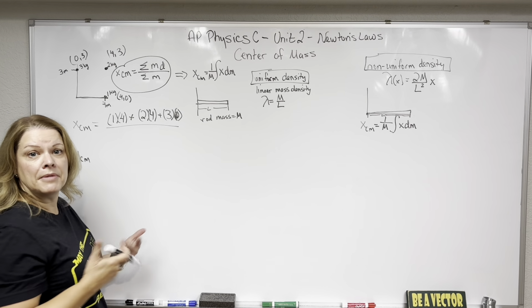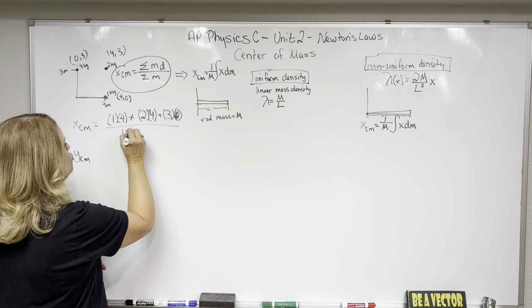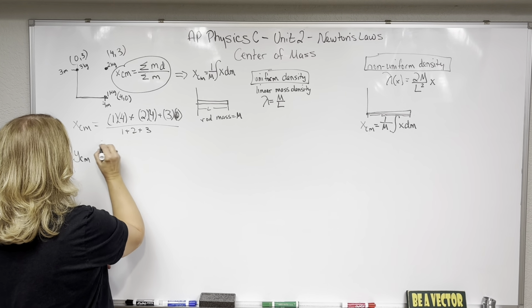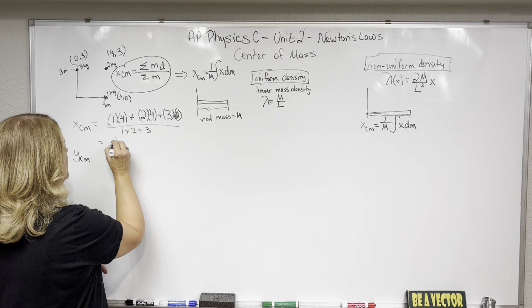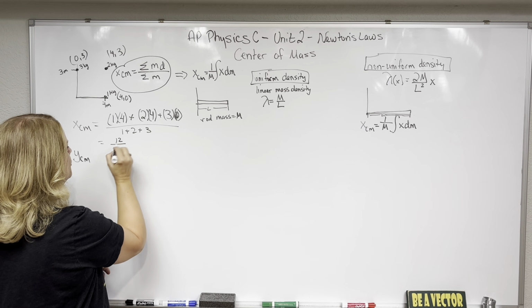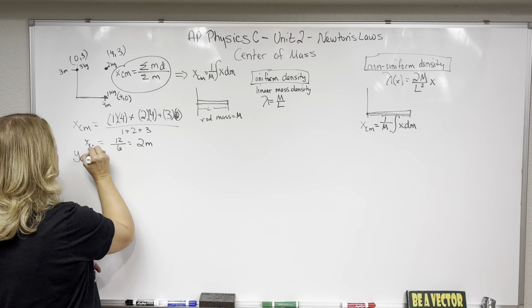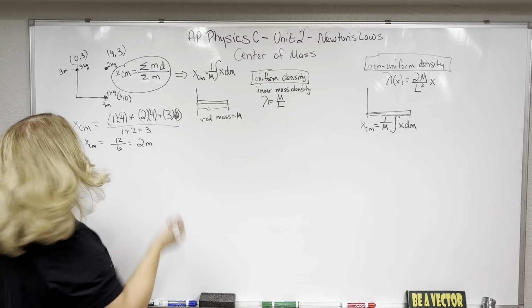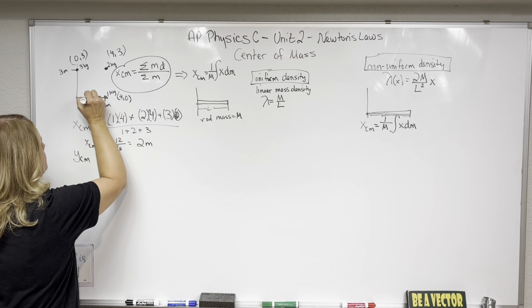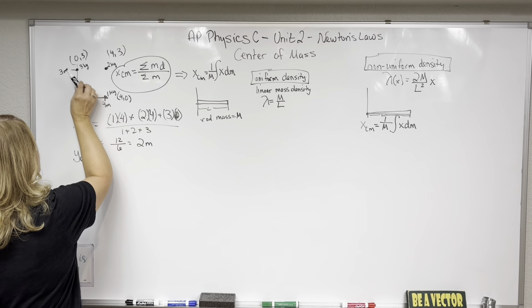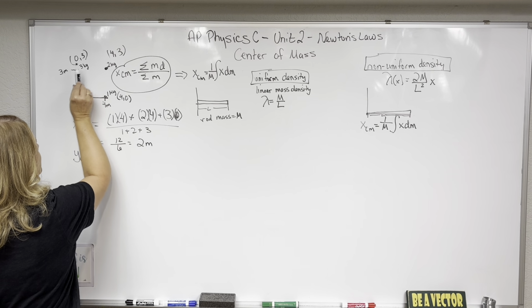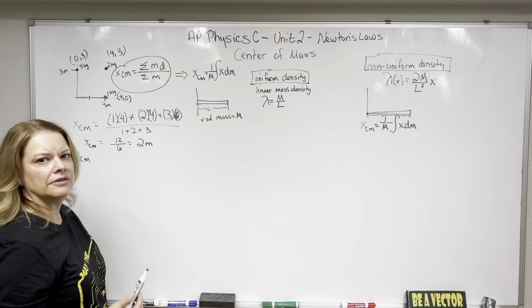Then I add up my masses, which is 1 plus 2 plus 3. So that's going to be 4 plus 8, that's 12, 12 over 6, and that's going to be 2 meters, my center of mass in my x. That makes sense, right? Because we're here in the middle at 2 meters. If you look at this, I have 3 kilograms on this side, and I have 3 kilograms on this side, so that makes sense.